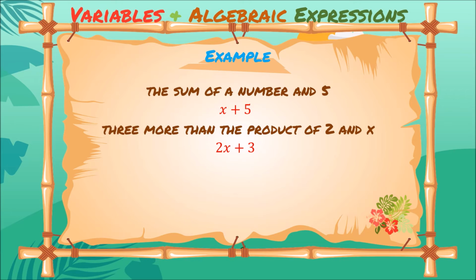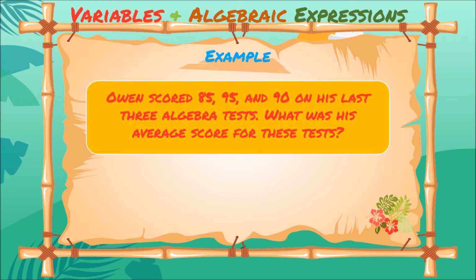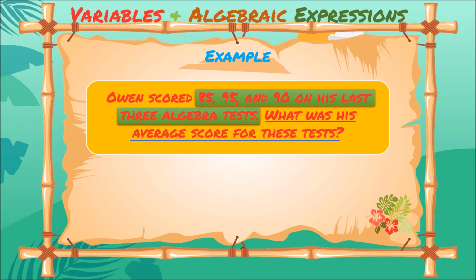We can use these concepts in real-world situations. Owen scored 85, 95, and 90 on his last 3 algebra tests. What was his average score for these tests? First, remember to find what the question is asking. Then, focus on and pull out important information. And finally set up the work that is needed.